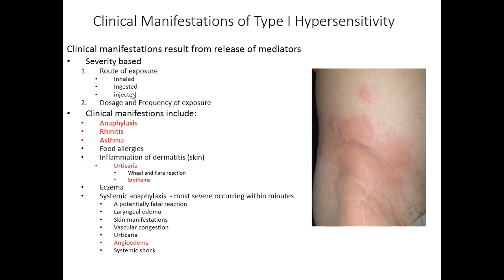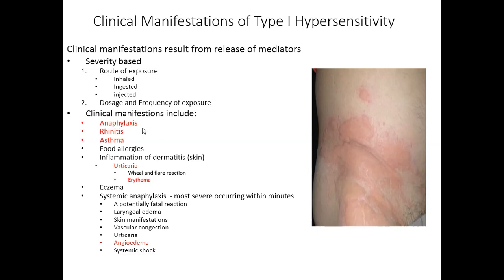What are some of the clinical manifestations of type 1 hypersensitivity? Anaphylaxis, we've already talked about, which was an acute allergic reaction. Rhinitis is just hay fever. That's the annoying, sneezy, runny nose, watery eyes kind of thing. The problem with rhinitis is that it sounds kind of benign, but if those conditions reach the lower respiratory tract, you end up with asthma. And asthma is really just breathlessness.